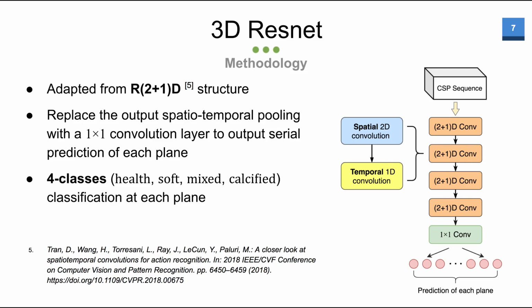Instead of only outputting one prediction for the input sequence, we replace the output spatial-temporal pooling in the original R(2+1)D architecture with a 1x1 convolutional layer to output the prediction of each plane in the sequence. Each prediction will be one of the 4 classes, that is, healthy, soft, mixed, and calcified type.